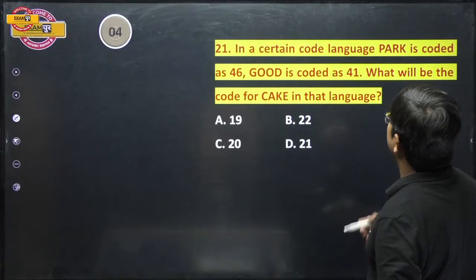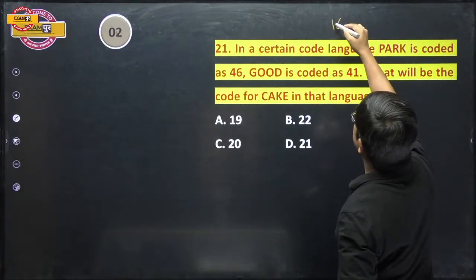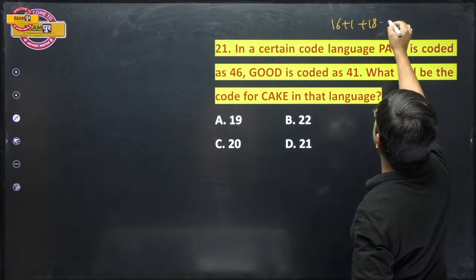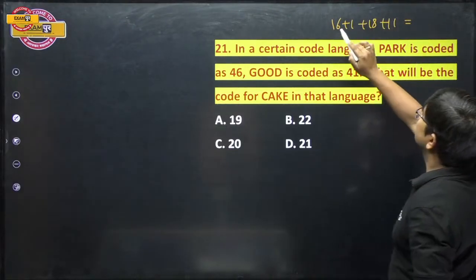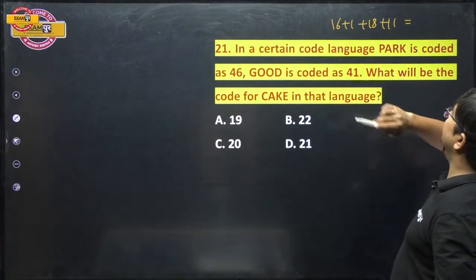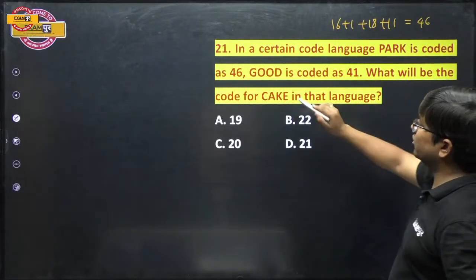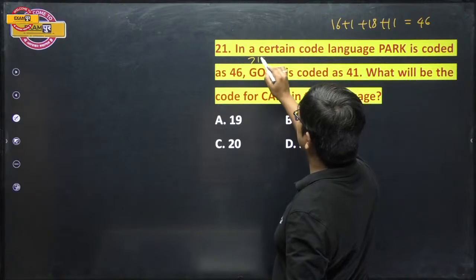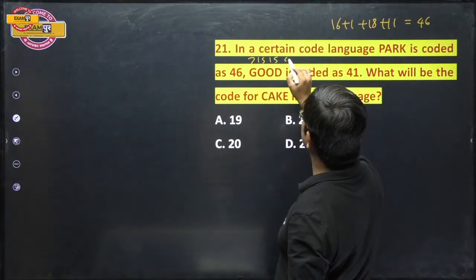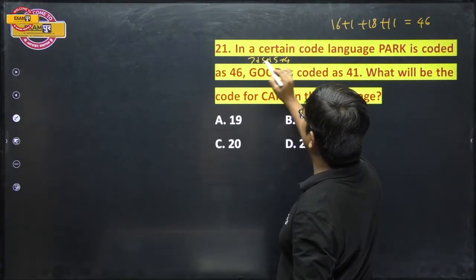What is happening? Park, P's position 16, A's position 1, R's position 18, K's position 11. Just add them. 16 plus 1, 17, 35, and yes, 46. Sum of the positions. Good. Food, O's position 15, and D's position 4. So if you add, it will be 41.